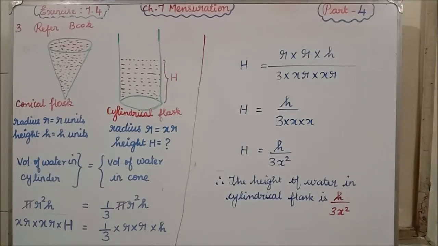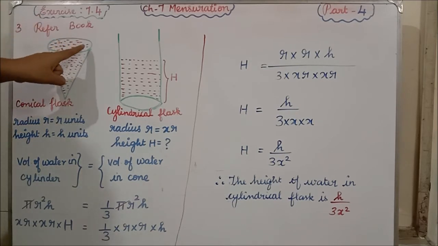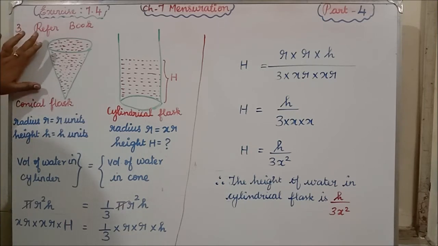Students, see the question in your book. I am going to read the question now. A conical flask is full of water. Okay, what were they saying? A conical flask is full of water. See, I have drawn here the conical flask. It is full of water, isn't it? The flask has base radius r units, and height is h units.